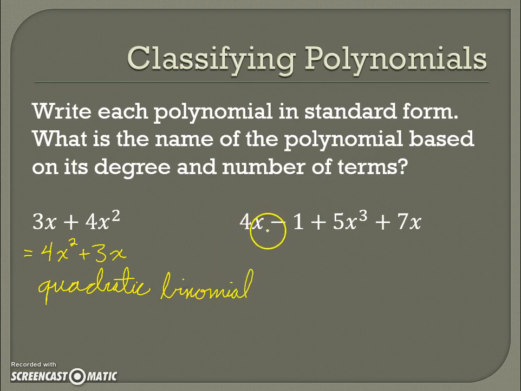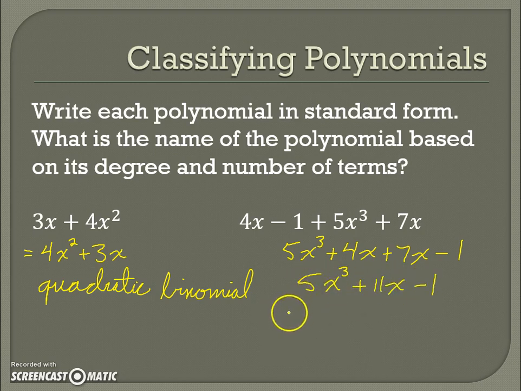Let's take a look at this one. First of all, notice I have this 4x and this 7x. I can combine those like terms. So before I do that, I'm going to rewrite this in degree order, so greatest to least. Make sure you keep that minus with the 1. Now combine these like terms. So I have 5x cubed plus 11x minus 1.